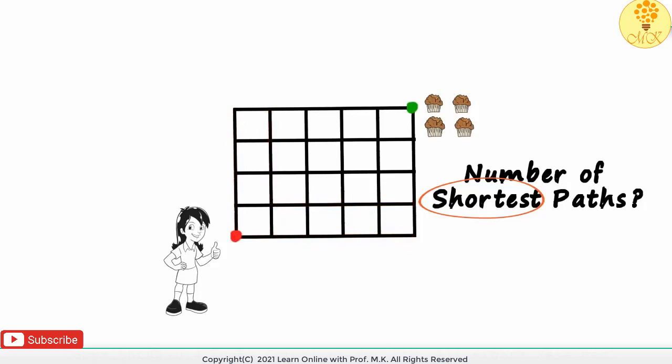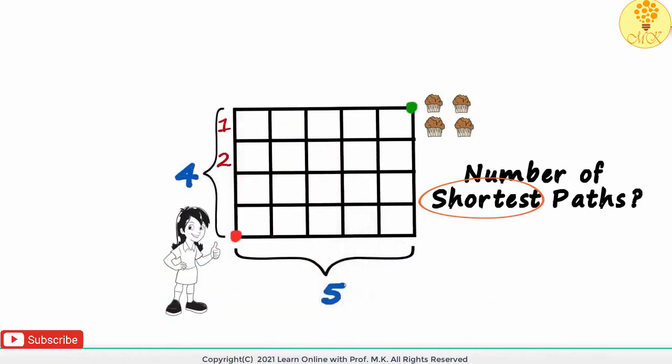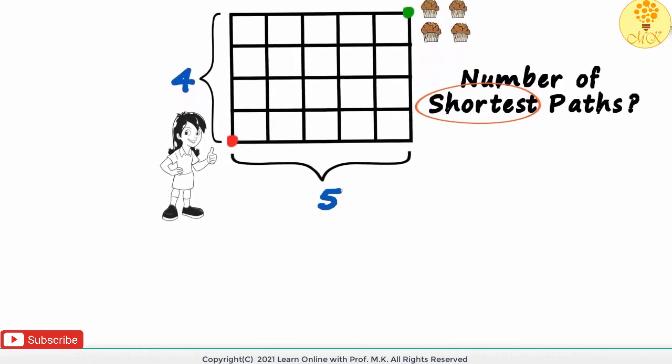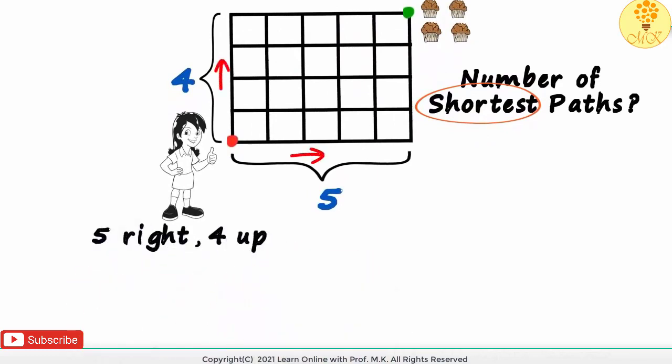Now going back to our previous point, the shortest path will cover 9 units. What is this 9? It is the sum of the number of columns and the number of rows. Yes, this grid has 5 columns, 1, 2, 3, 4 and 5. And it has 4 rows, 1, 2, 3 and 4. 5 plus 4 is 9. So now you know what a shortest path is. Now let's move on to solving the problem. In every case we saw, Zara had to move 5 units to the right and 4 units up. The sum of these two is 9 units.